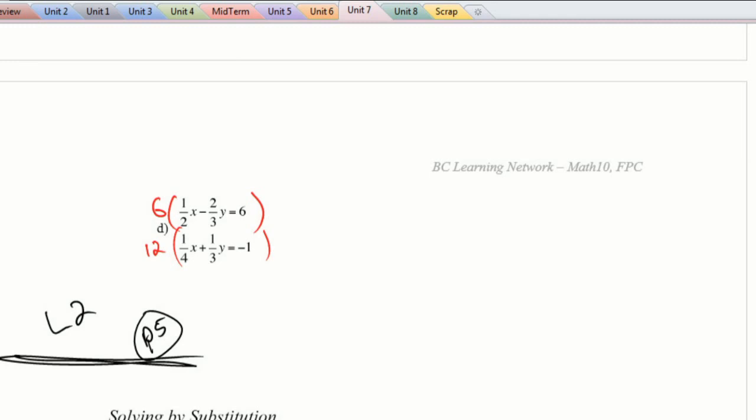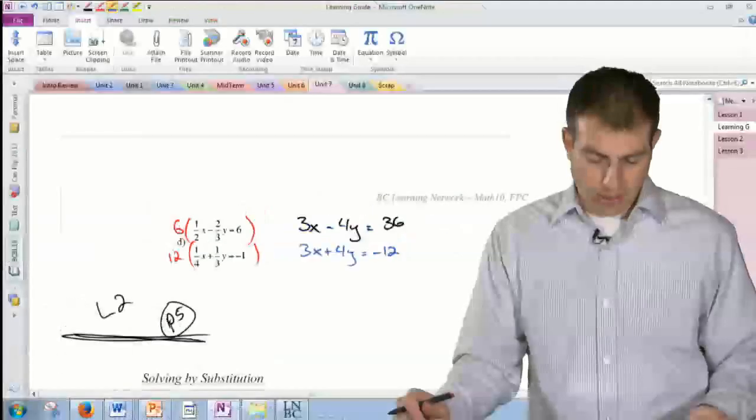So let's see what my equations look like. 6 times x divided by 2 is 3x. 6 divided by 3 is 2, so I get minus 4y is 36. And then my second equation, 12 divided by 4 is 3, so I get 3x. And then 12 divided by 3 is 4. And 12 times that is negative 12. Did I do that right? I'm thinking that is good.